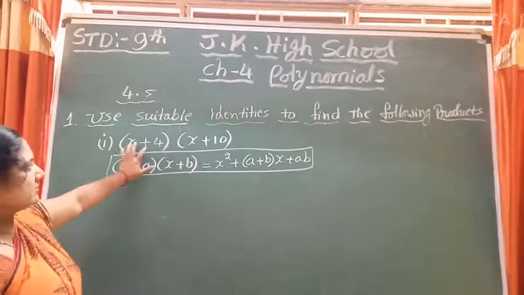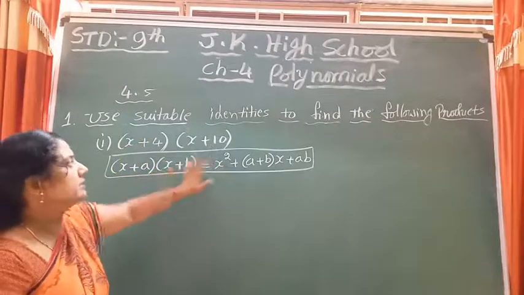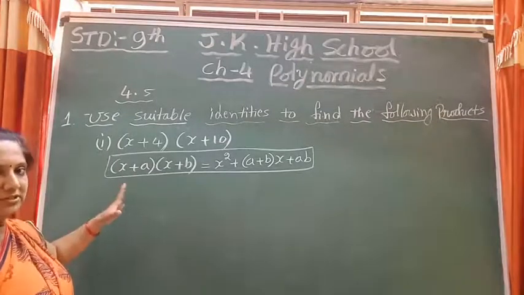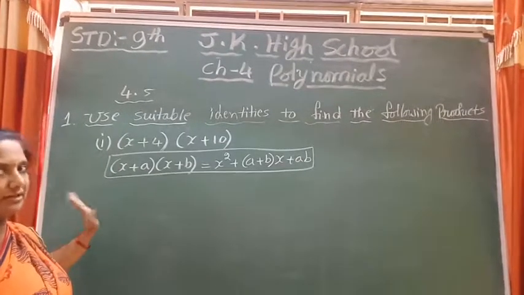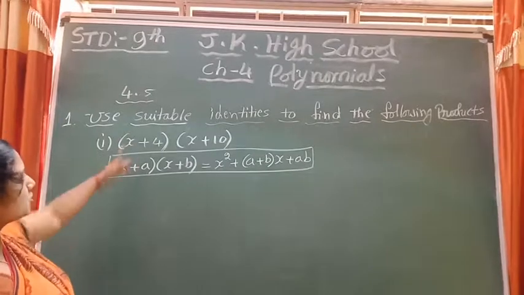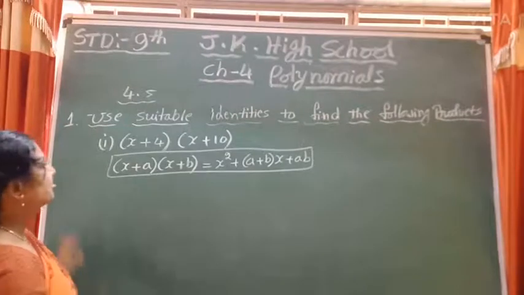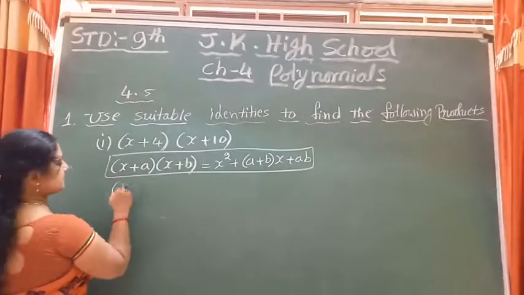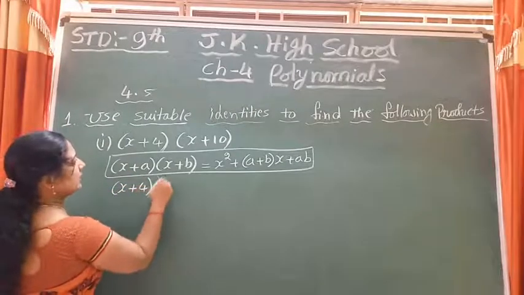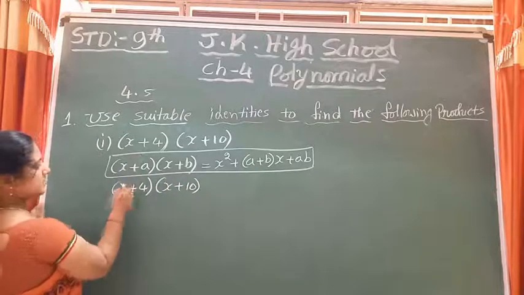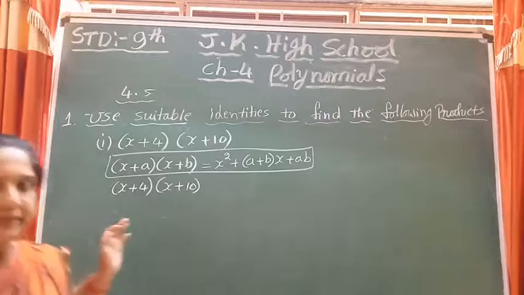You observe this pattern: the first term is the same and the second term is different. So according to the question pattern, you have to think about which identity to use, and then use that identity. This question is in this pattern, so I am using this identity. Now you write it in place of this, x plus 4, x plus 10. If you compare with this, in place of x, x is there.